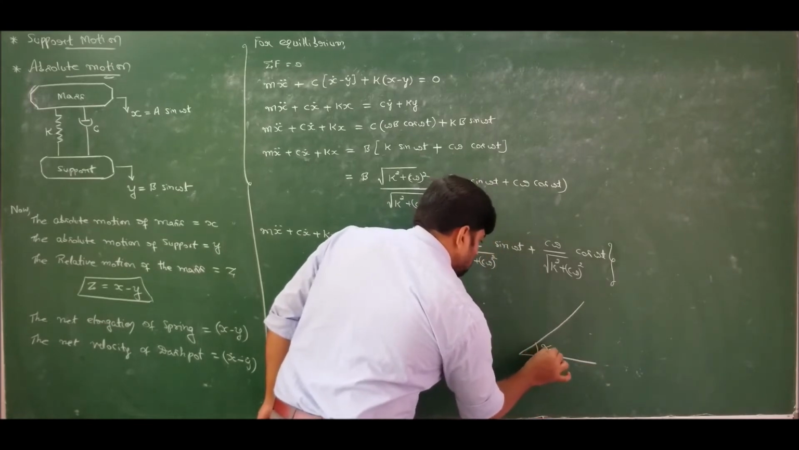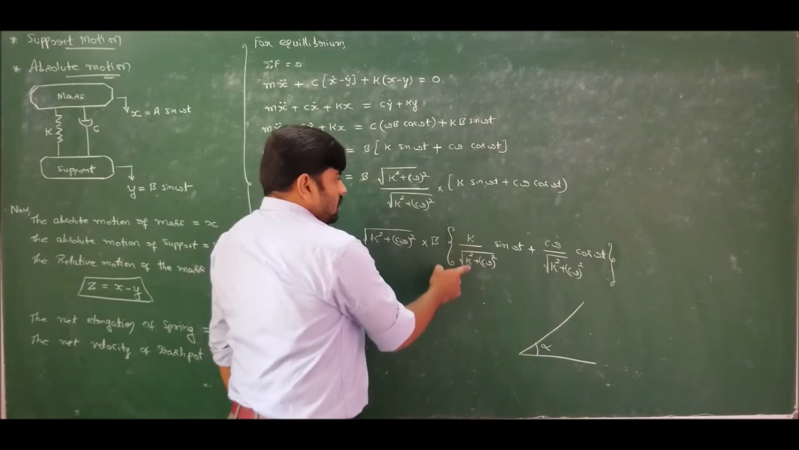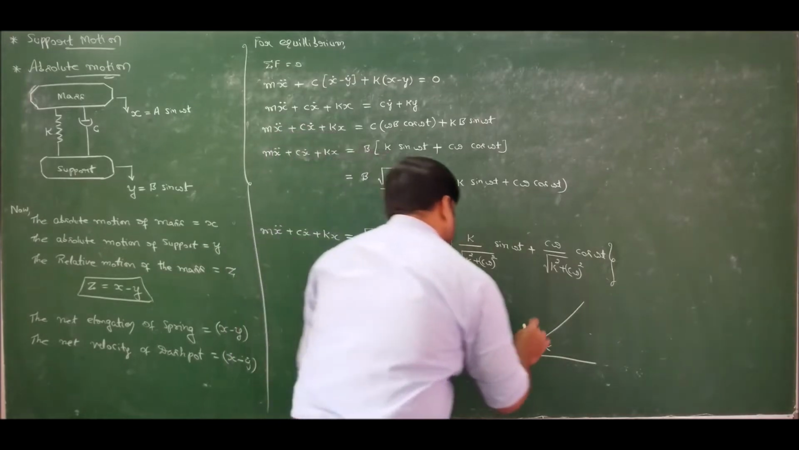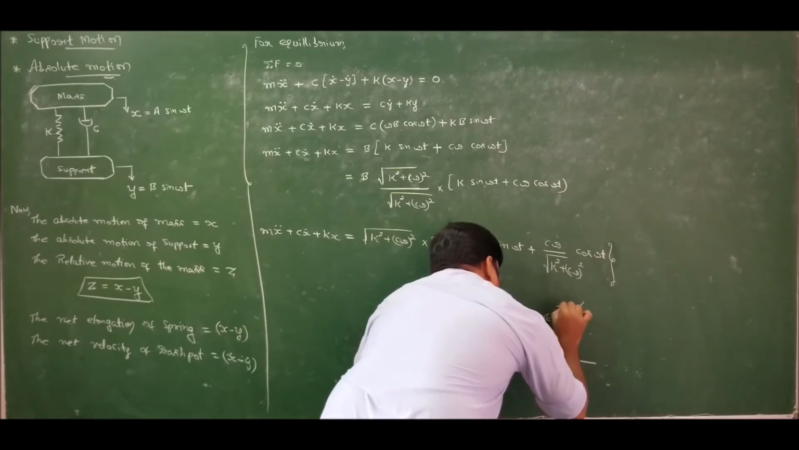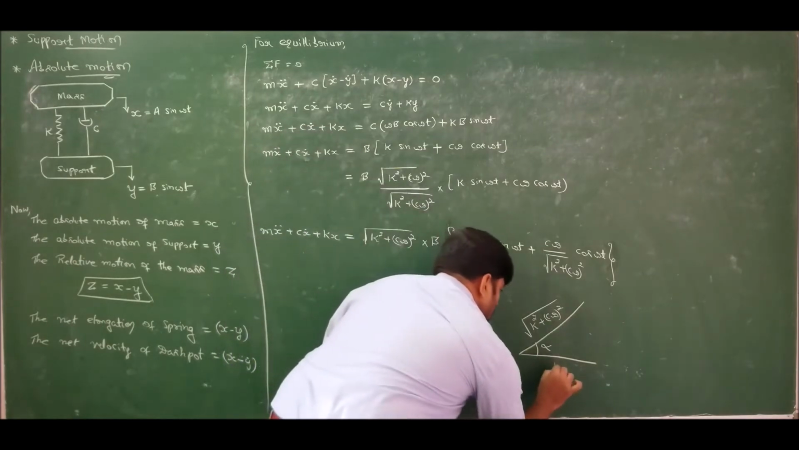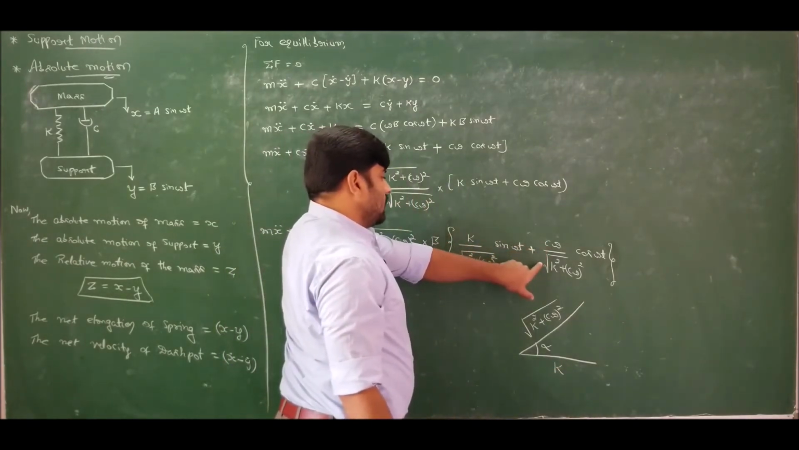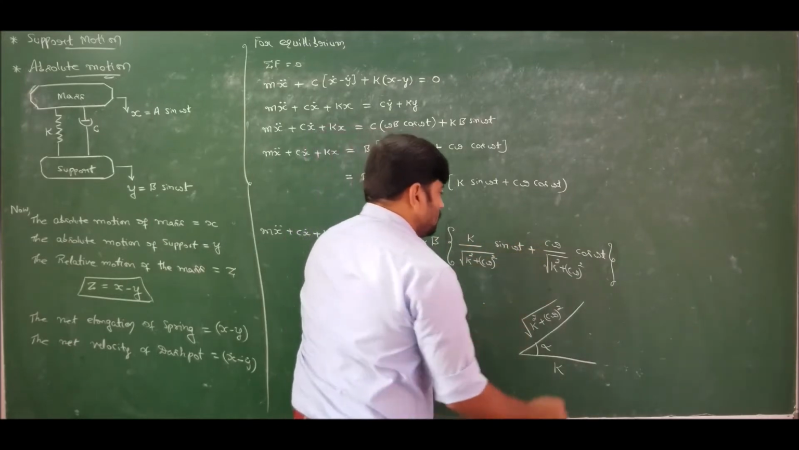I'll take the angle as alpha. Now this must be equal to cos alpha, correct? What is cos alpha? Cos alpha is adjacent by hypotenuse. So hypotenuse should be square root of k square plus c omega whole square, hypotenuse, adjacent should be k. Now we observe this can be written as sin alpha. Sin alpha is opposite by hypotenuse. Hypotenuse is correct.